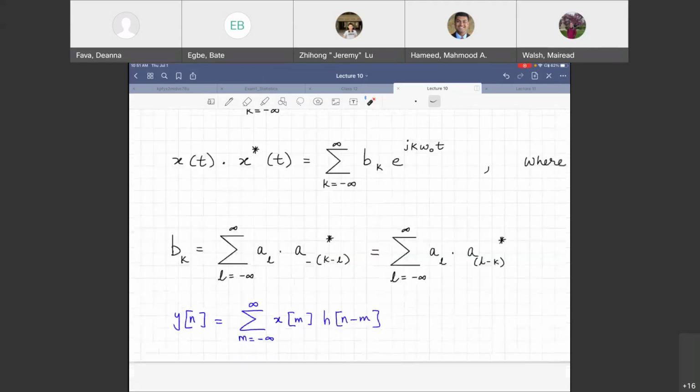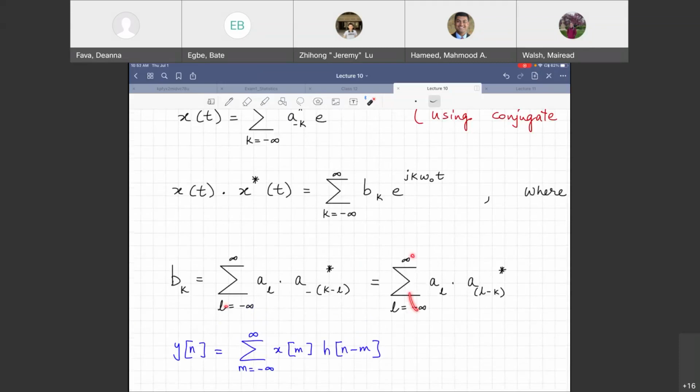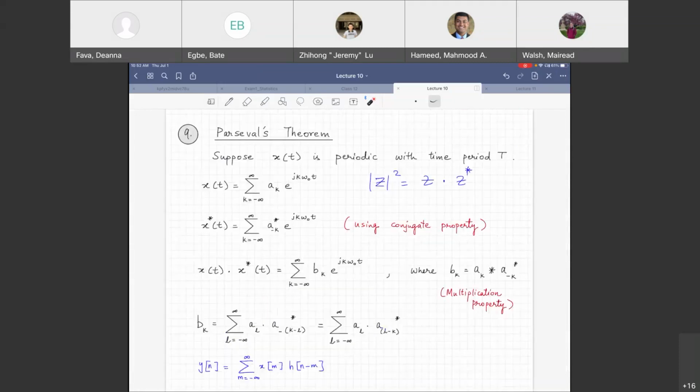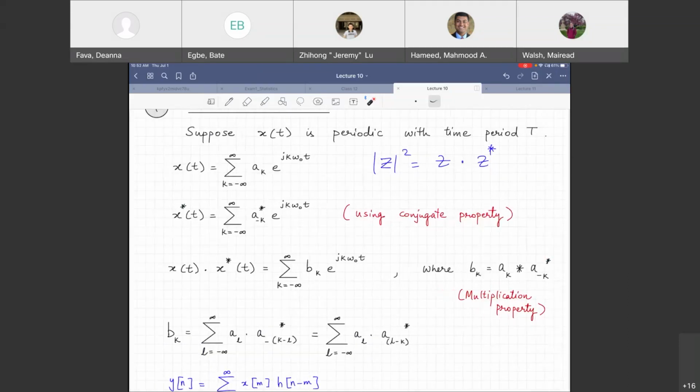Let's try to simplify this. L going from negative infinity to infinity, AL remains as is. And over here, A sub minus k minus L can be simplified to A sub L minus k. The conjugate remains as is. So far, so good? Yeah? Good. Yes.